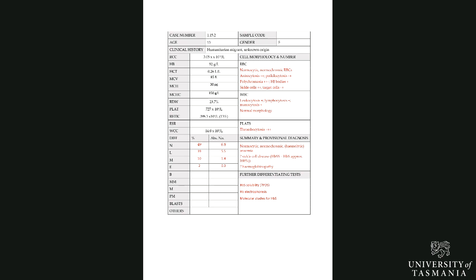Looking at the white cell count, it was 14, which is above the reference interval, so that suggests there is some sort of stress going on. Because there's a lot of polychromasia here, there's a hemolytic crisis going on, so it suggests there's a vaso-occlusive crisis, which is what we know and what we call it.